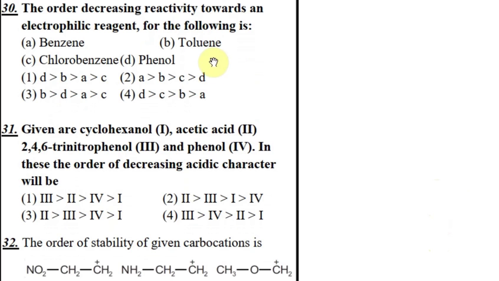Number 30. The order of reactivity towards an electrophilic reagent. So we know that benzene is going to be... toluene has hyperconjugation, phenol is plus R, chlorobenzene is minus I, benzene is neutral. So my D is going to be greater than B greater than A greater than C.